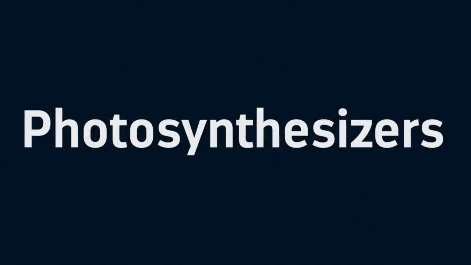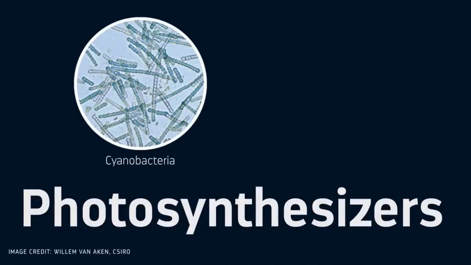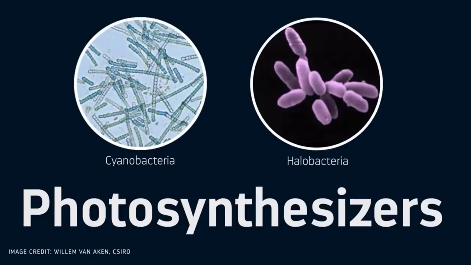Then, about 2.8 billion years ago, some new kids showed up, photosynthesizers, but not the kind that we're used to. These were bacteria, like the familiar blue-green cyanobacteria, or maybe even a kind of purple microbe known as halobacteria. Either way, they used the sun's energy to convert CO2 and water into food, releasing oxygen as waste. Which was okay for a while, but not for long.